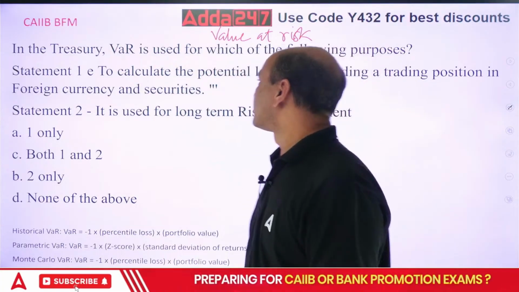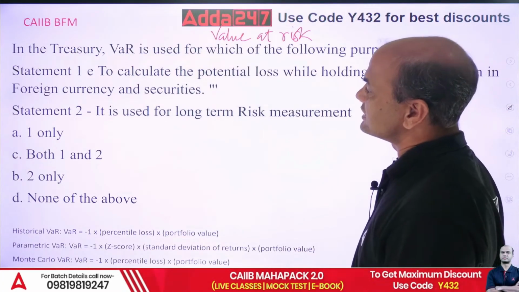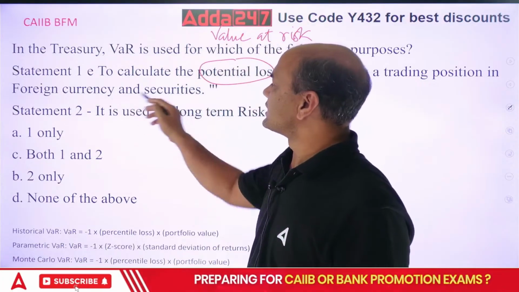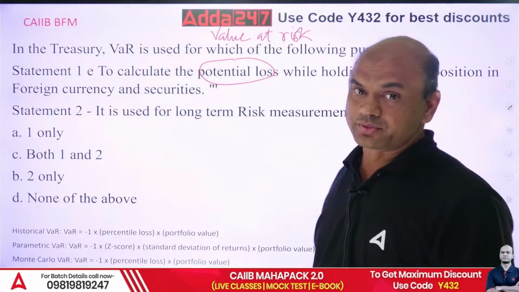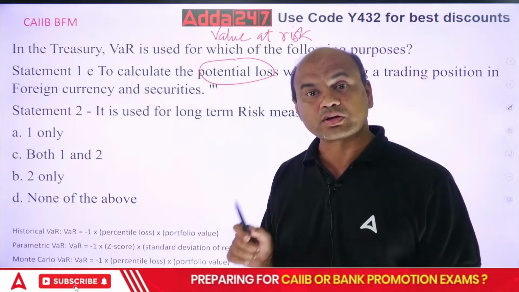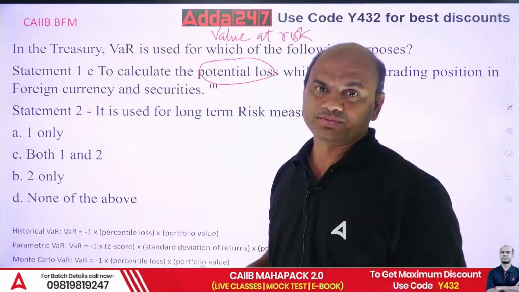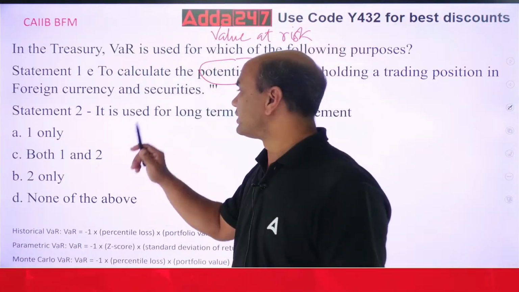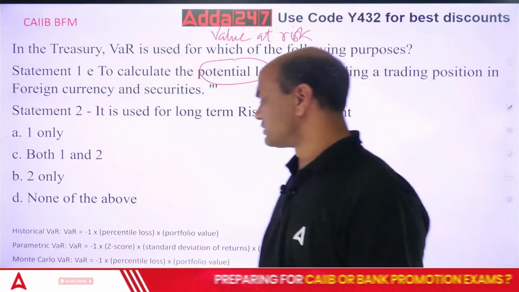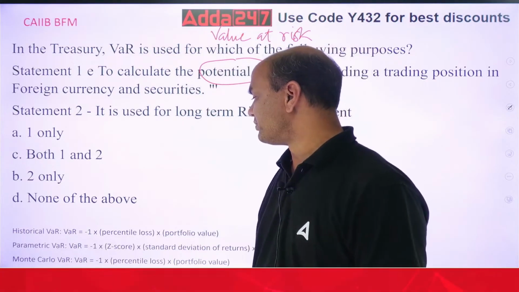Statement 1: to calculate the potential loss while holding the trading position in foreign currency and securities. Calculate the potential loss, for foreign currency and securities. See this market risk, I told you. Market risk is the main risk in banking, which is not in your hands, which you can't control. Statement 2: it is used for long-term risk management. So where is it used? Is it used for long-term or is it used for short-term?